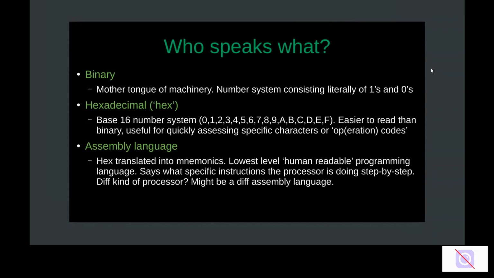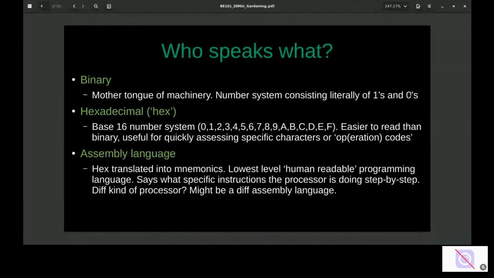That's a base 16 number system that goes 0 through 9 like you're used to, but then also A, B, C, D, E, F. It's easier to read than binary. It's useful for quickly looking at specific characters or opcodes. A lot of times you'll see it as a 2-digit hexadecimal number basically. So you might have like 1F or FF or even 12. 10 is actually not 10 in binary. Can you guys still hear me? Yes, we can. Okay, excellent.